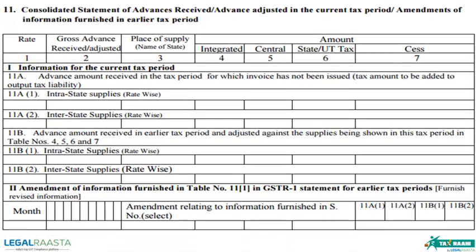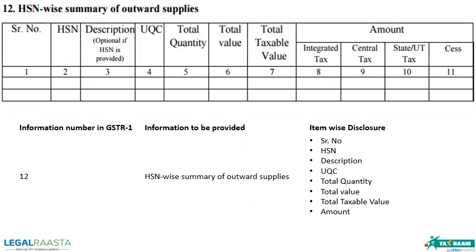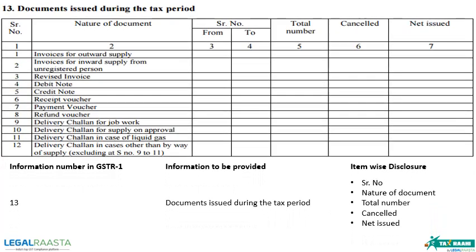Details of advance received and adjusted such as gross advance received or adjusted, amount, place of supply, etc. Details of HSN-wise summary of outward supplies such as total quantity, total value, etc. Details of documents issued during the tax period such as total number, cancelled, etc.